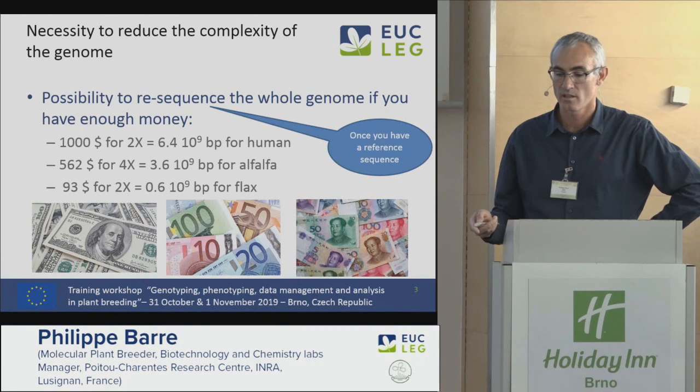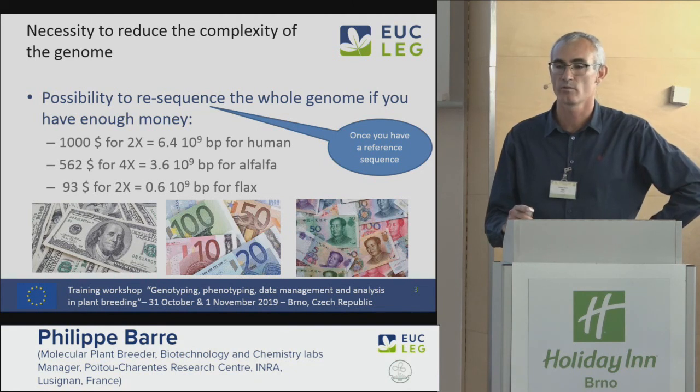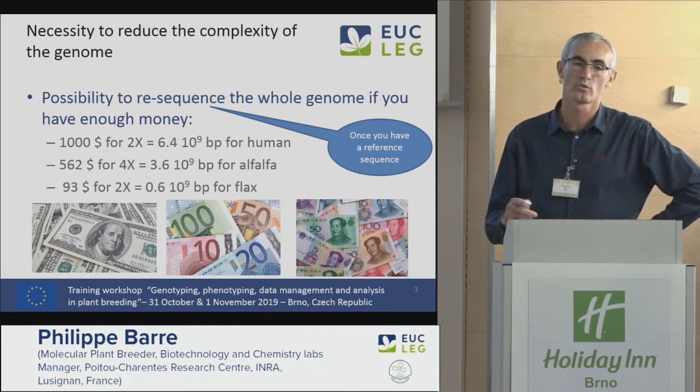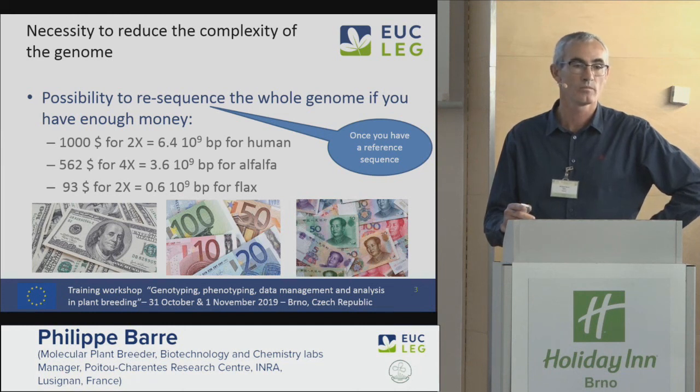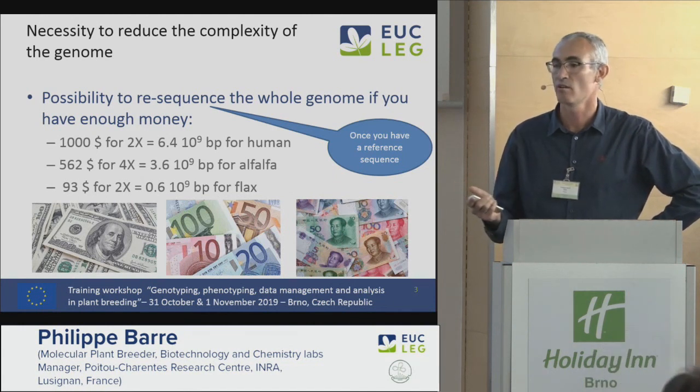But for some species, here I put flax, because I was involved in a project in flax. On this species, you see the genome is small, and it has been possible to do the genotyping by whole genome sequencing. So we did GWAS analysis, and 400 plants were sequenced completely.